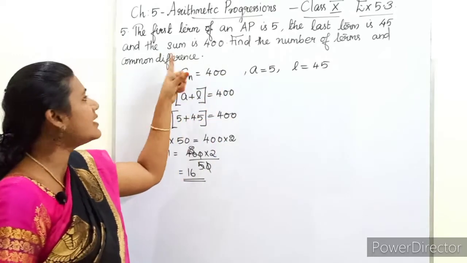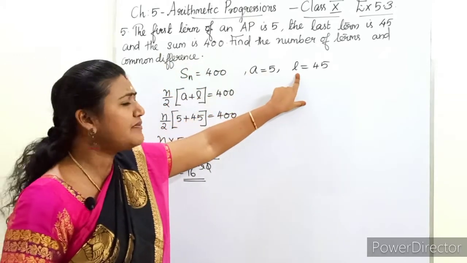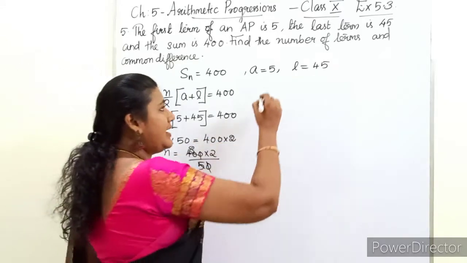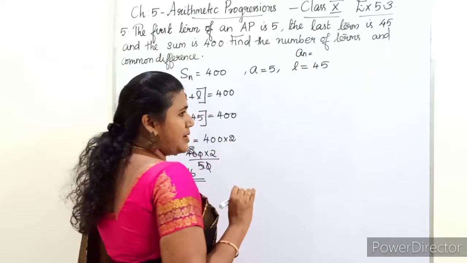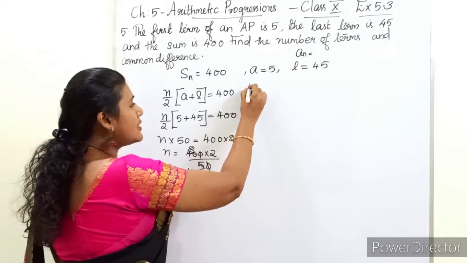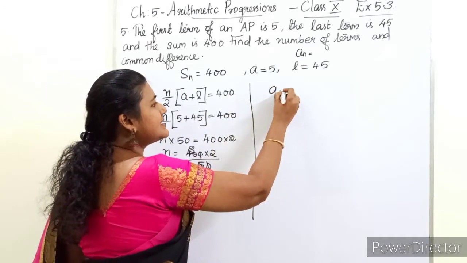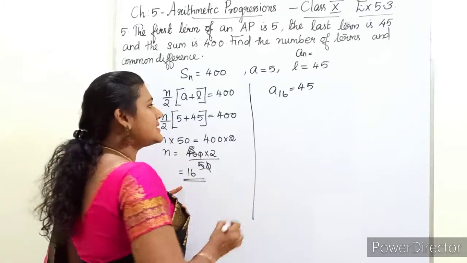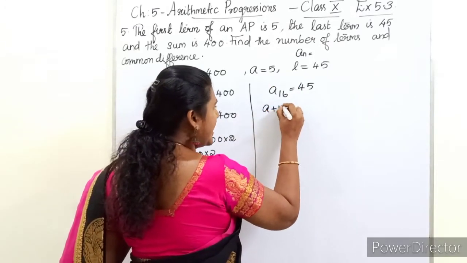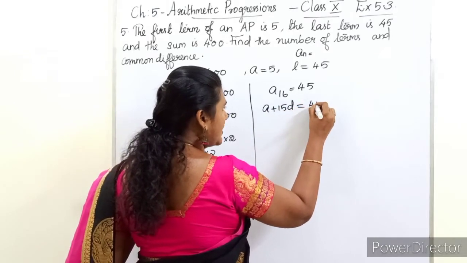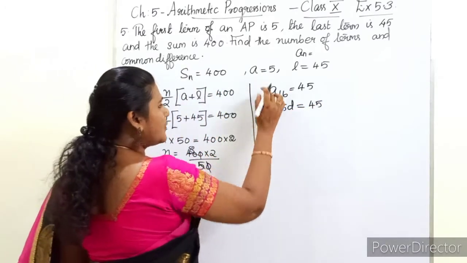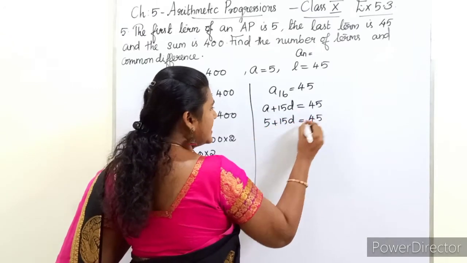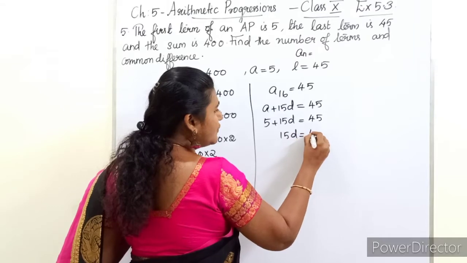Now we have to find the common difference, which we will find out from the last term. The last term is nothing but an, and the last term are the same. So here n is equal to 16, that is, the A16 value is 45. So what is the formula for A16? A plus 15D. A plus 15D is equal to 45. The value of A is equal to 5. So 5 plus 15D is equal to 45.